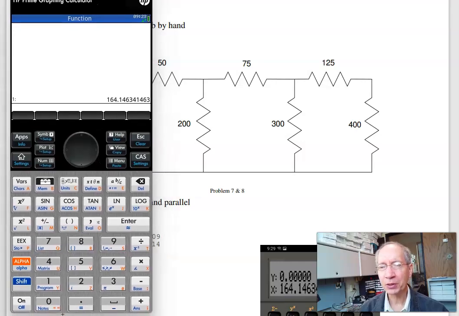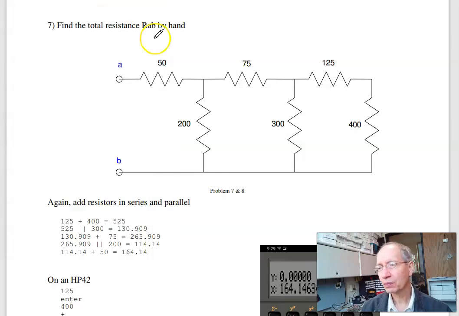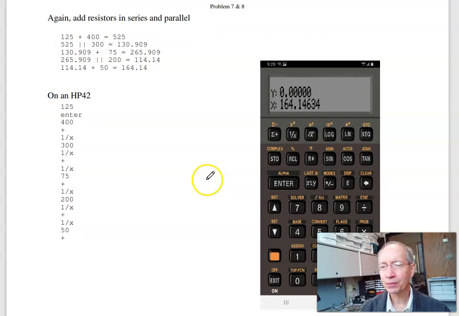We used to have races when I was in college, HPs versus TIs. HPs will dust a TI. It's much, much faster. It does have a learning curve, though. So what I recommend is get used to using HPs in 111 so that when you get to circuits 1, circuits 2, you can just rattle off these problems. Again, it's worth points on tests.